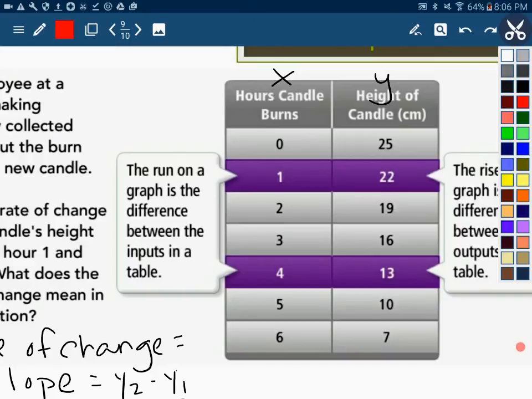It really doesn't matter which one is the first point and which one is the second point. I'm just going to go from top to bottom. So this is going to be x1 and this one's going to be x2. This one's going to be y1 and this one's going to be y2. Whatever you do, just make sure if it's in the same row, then they have to have the same subscript number. So if you label this one x1, then this one has to be y1. You can't switch them around.